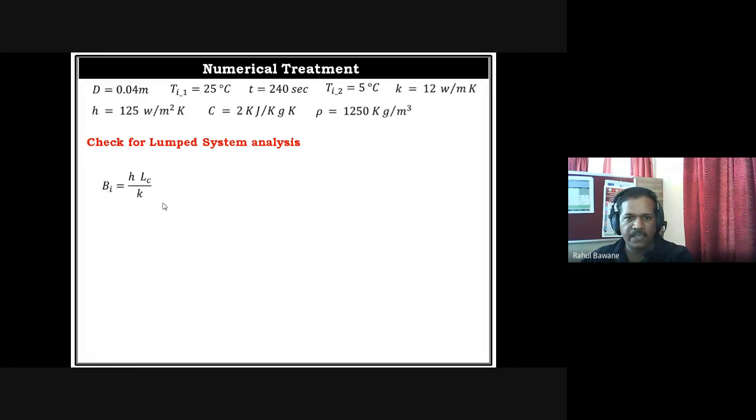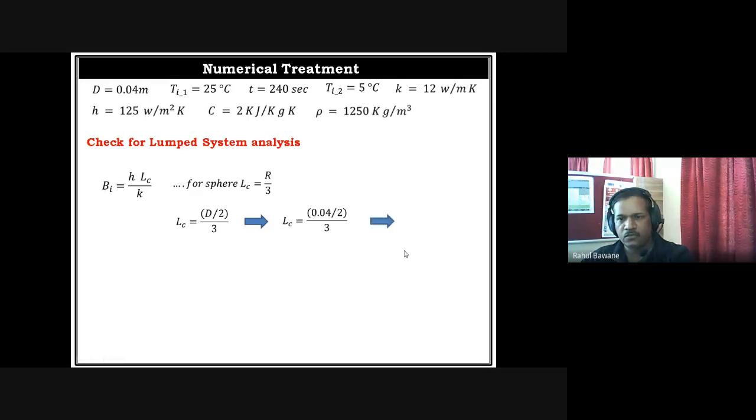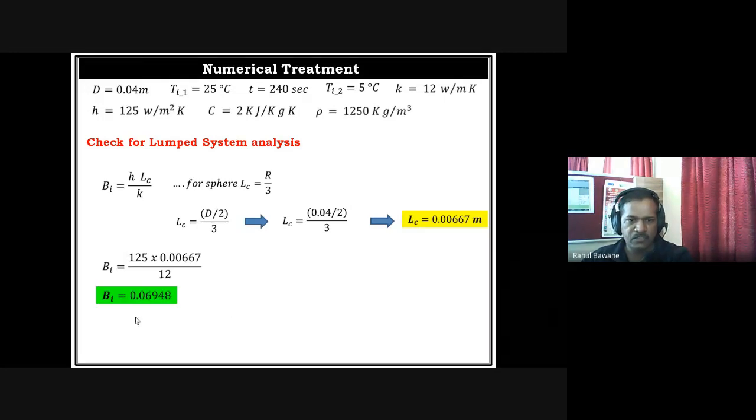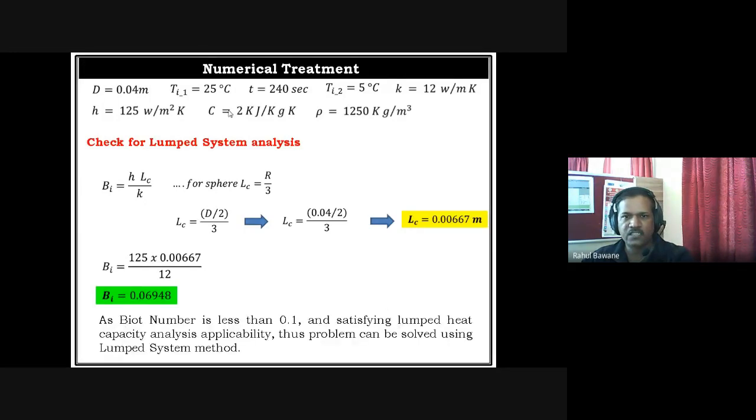So Biot number is h Lc upon k. Assume the egg as a sphere. So for characteristic length, R by 3, so D by 2 divided by 3. We come to the conclusion that the characteristic length is 0.00667 meter. Put this characteristic length and the other parameter values in the Biot number. So the Biot number comes to 0.06948.